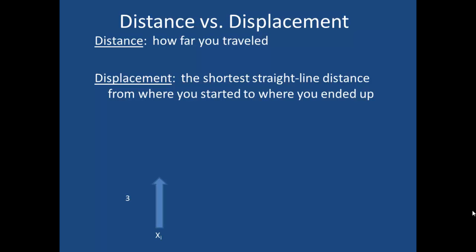Let's say you start at your house, so our initial position, remember that X will represent position. Say you start at your house and you drive 3 kilometers north. Then you drive 4 kilometers east to your final destination at your friend's house. So again, X is representing position. So we have our initial position. We go 3 north, 4 east to our final position.